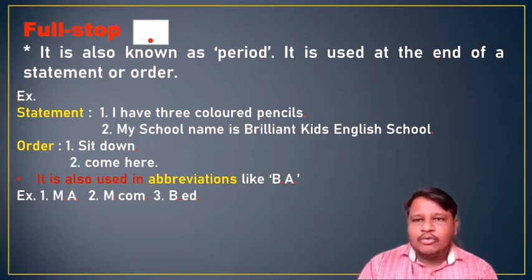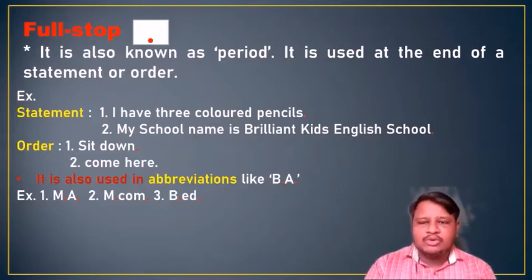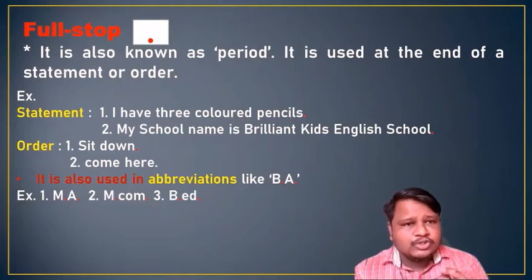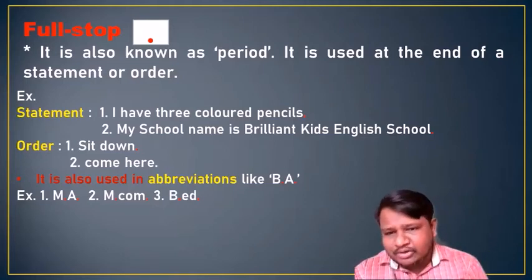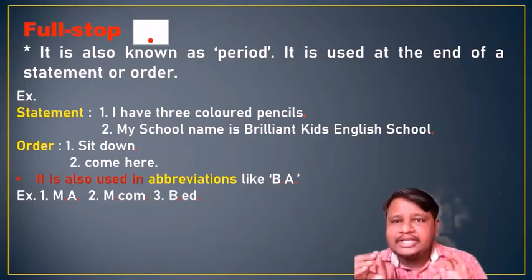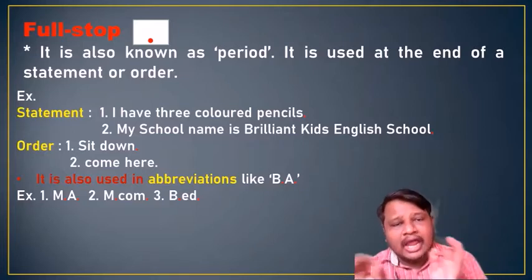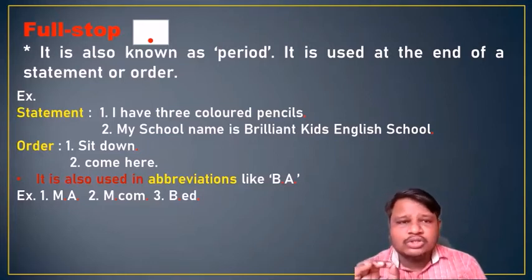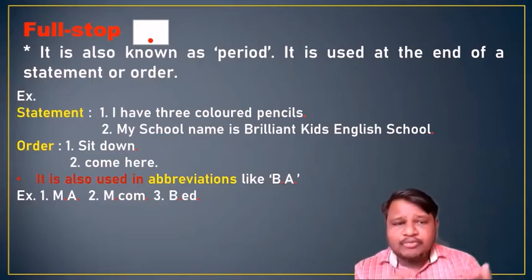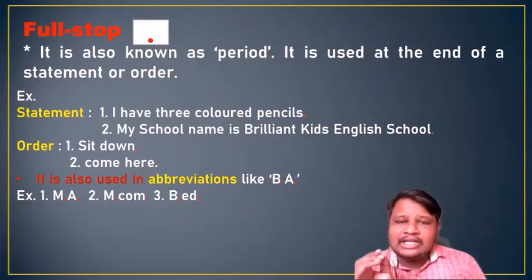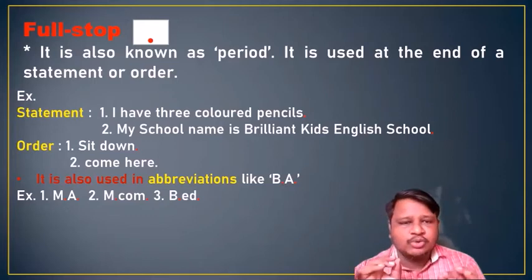Full stop is the first punctuation mark. We know that when any sentence ends, at that time we have to use the full stop. It is also known as period. Period means the full stop. It is used at the end of a statement or order. When there is any statement, any sentence, at the end of that sentence we have to use the full stop. After that, when we give any order or command to anyone, at the last of that sentence we have to use the full stop.